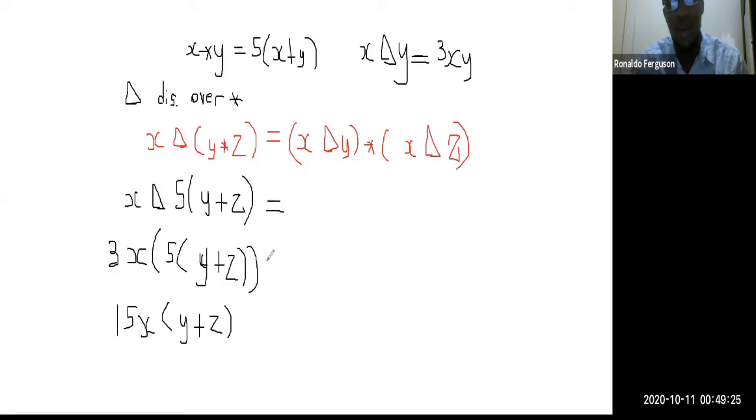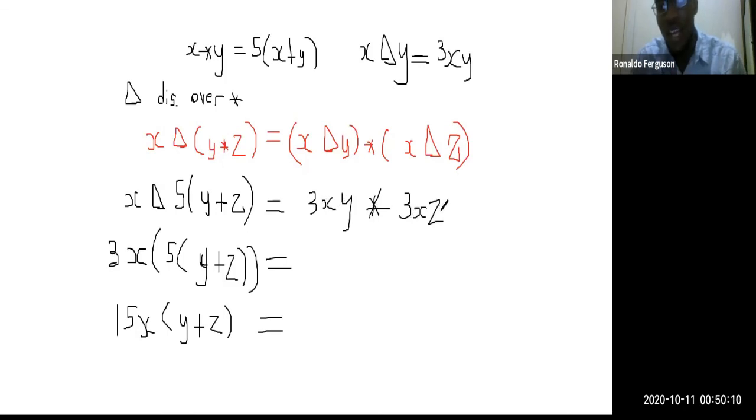So now let's simplify what we get on our right hand side. On our right hand side, we have x delta y star x delta z. So let's find what x delta y is. x delta y is 3xy. What is x delta z? x delta z is 3xz.